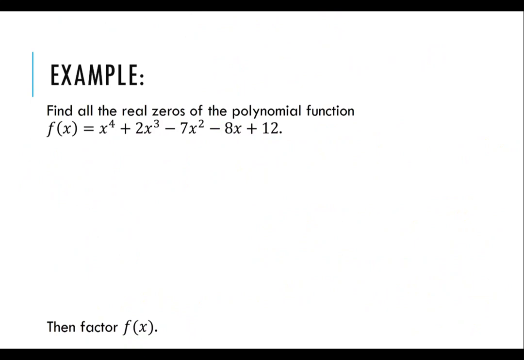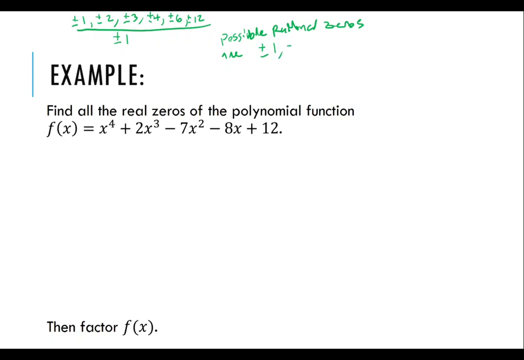So let's find all of our zeros again. Factors of the constant are 1, 2, 3, 4, 6, 12, all over the factors of the leading coefficient, which is 1. Oh, happy day. That means that all of our possible rationals are nice whole numbers. So our possible rational zeros are plus or minus 1, plus or minus 2, plus or minus 3, plus or minus 4, plus or minus 6, plus or minus 12.